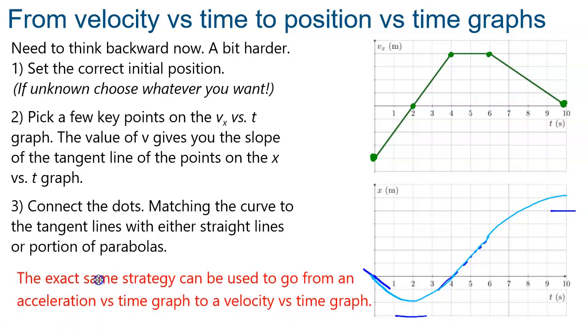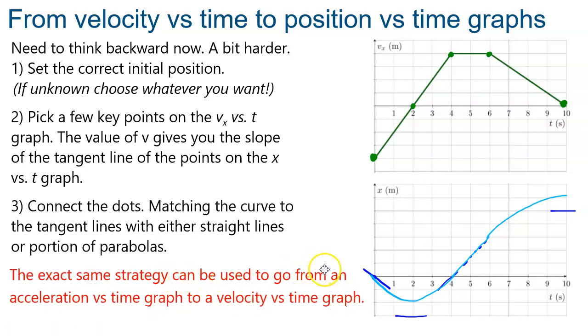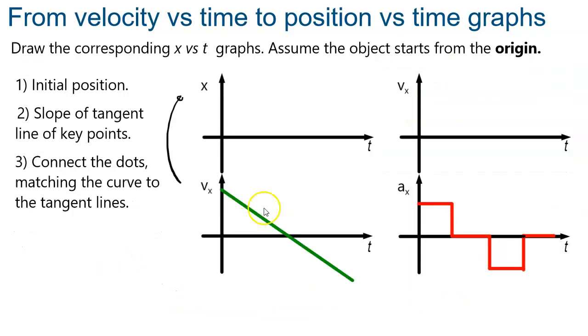And just as we saw before, the same strategy can be used if you're going from an acceleration versus time graph to a velocity versus time graph, because it's the same kind of idea. The acceleration being the rate of change of velocity, we have the same connection as in here. So let's look at a couple of examples. Same as before, please hit pause, try to find the solution on your own and then come back.